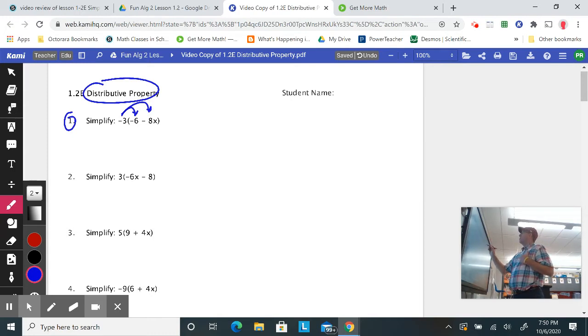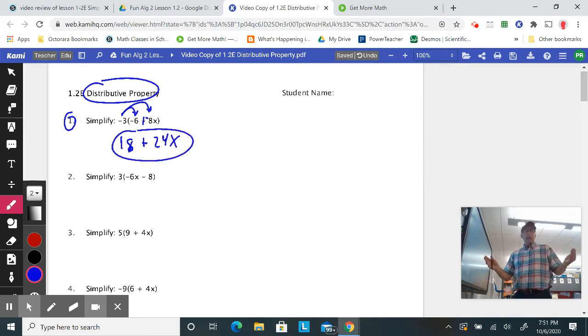Now, again, I would change subtraction to adding the opposite. So -3 times -6 is 18. That's a positive 18 plus -3 times -8x, which is a positive 24x. They are not like terms, so you just leave it as 18 plus 24x. You could switch the order. You could put 24x plus 18. That would also be correct.